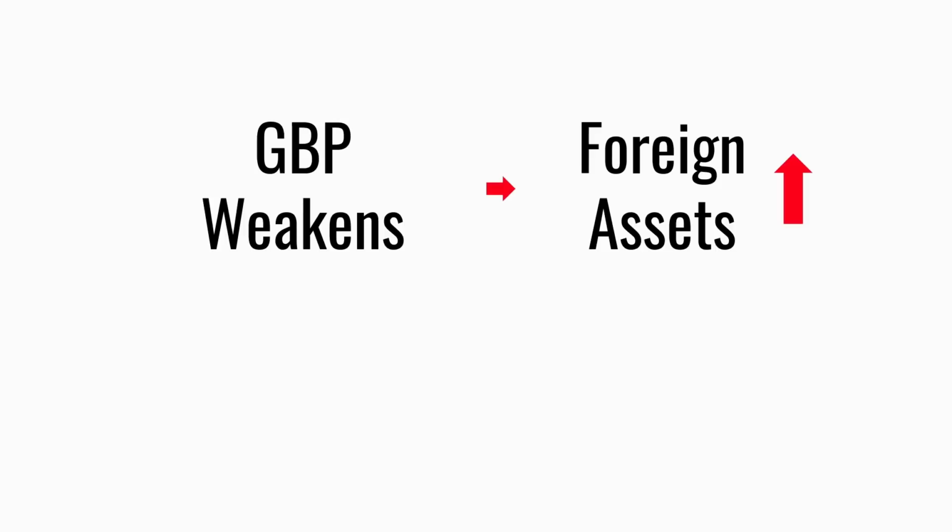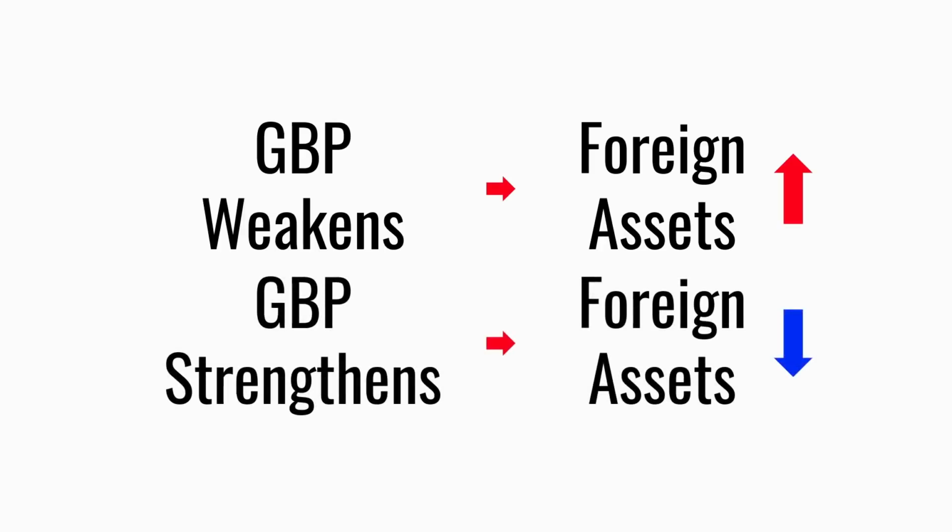Now, the reason for that is that when sterling weakens, that increases the value of foreign assets when they're sold and converted back into sterling. And if sterling strengthens, that reduces the value of foreign currency assets. So if you do think sterling is going to strengthen, you can either hold more sterling assets, but that would reduce your diversification, or instead, you could currency hedge your foreign assets.